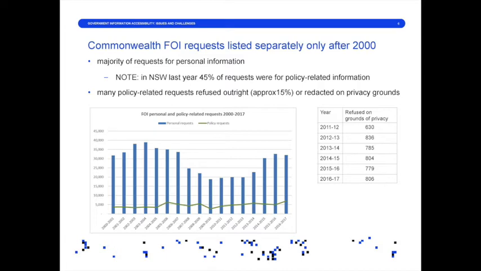Now, at the Commonwealth level, obviously, the majority of requests are for personal information. That's because we have tax information, the ATO, Centrelink, those sorts of things. Whereas in Elizabeth Tydd's report that came out last week in New South Wales, last year 45% of the requests were for policy-related information, not personal information.